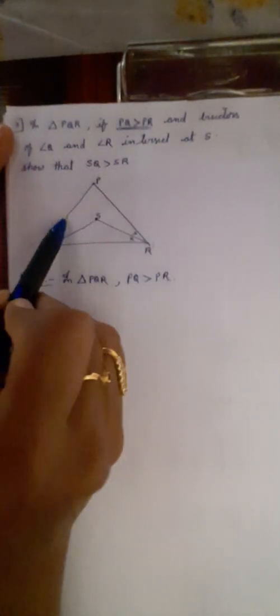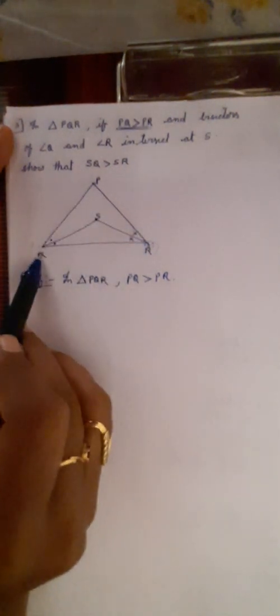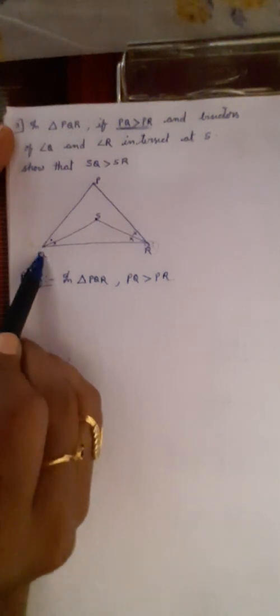So we know the property, the angle opposite to greater side is always greater. That means if PQ is the greater side, the opposite angle of this side is R. PQ is the side and R is the angle opposite to PQ. So angle R is greater. And here PR is the smaller length. So the angle opposite to PR is Q. So angle Q is smaller.